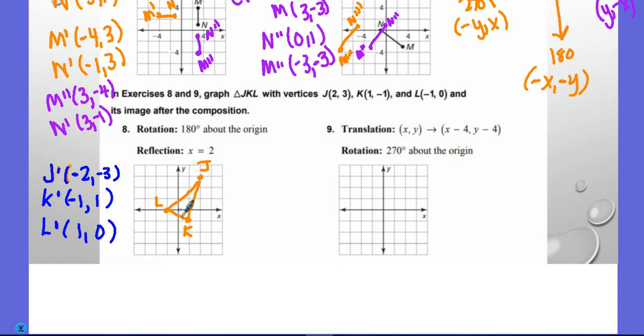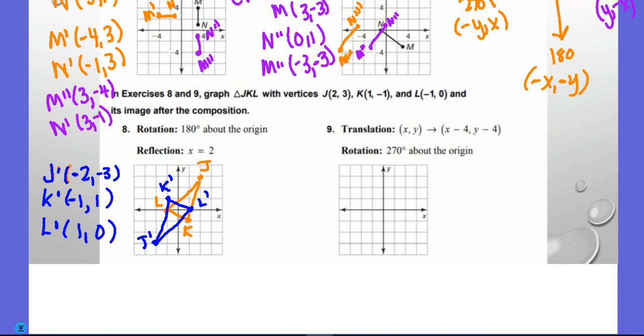0 is neutral, so you don't need to worry about changing that one. So -2, -3, 1, 2, 3. J prime, and then -1, +1. This is me plotting the rotation in 1. There you go. So that's the rotation 180 degrees about the origin.